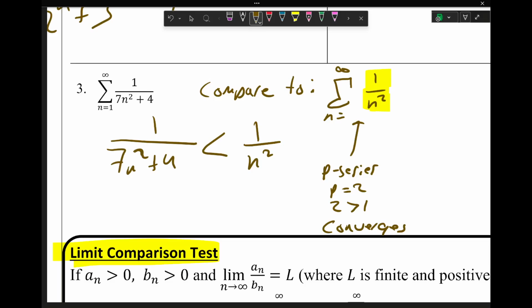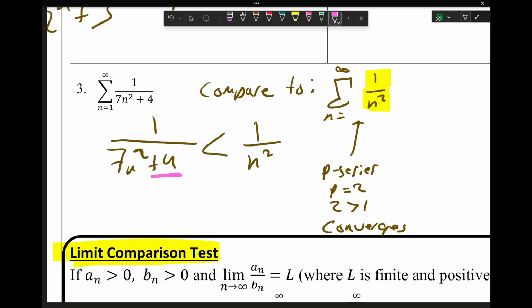Because if this is smaller, that means this is bigger, and so what? This might converge to 20, but if that's bigger, I can't guarantee that it's going to converge to 21 or 22. It's bigger. It could go to infinity. So when we compare these two, does adding 4 to the denominator make your denominator bigger? If your denominator gets bigger, does your fraction get bigger or smaller?